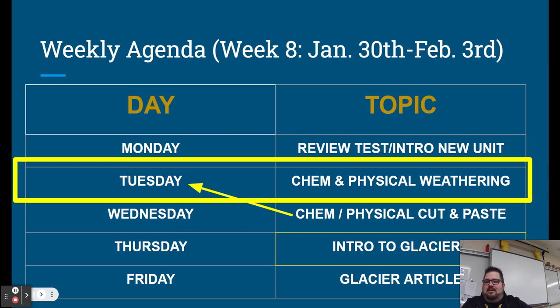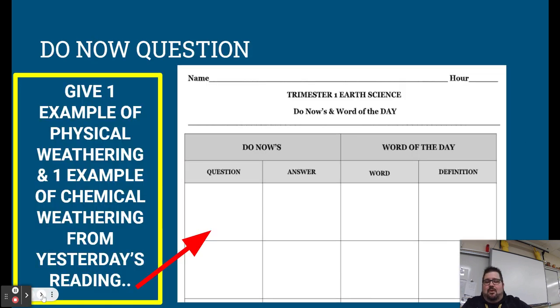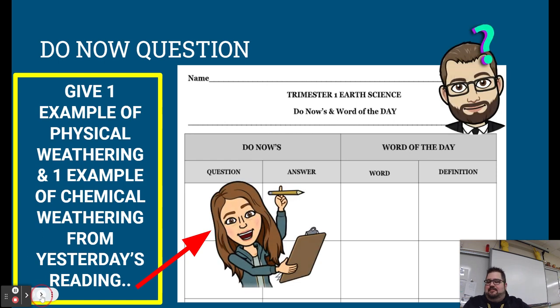All right. So we're going to bump things around a little bit. We are going to get into our chemical, physical weathering cut paste activity. This is going to broaden your understanding of chemical and physical weathering. So I can describe examples of physical weathering and chemical weathering. So with our reading that we did yesterday, I want you to provide me with one example of physical weathering and one example of chemical weathering on your do now sheet.